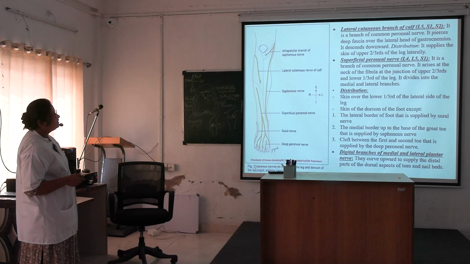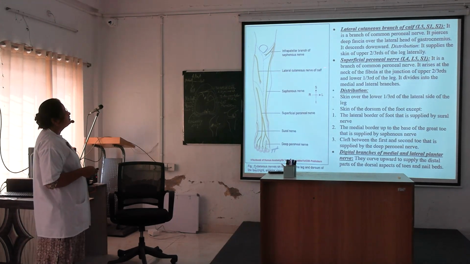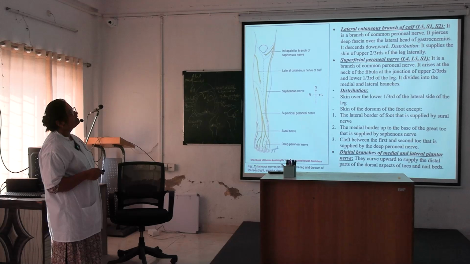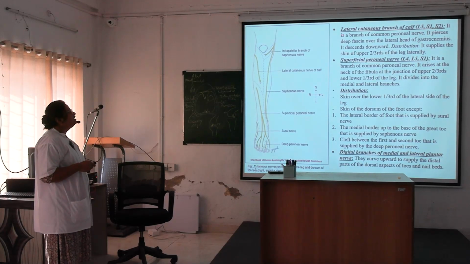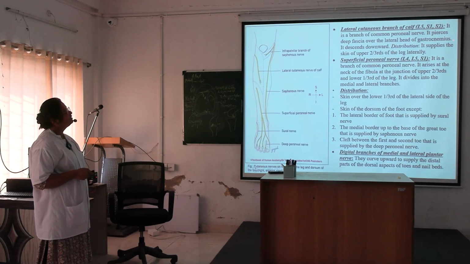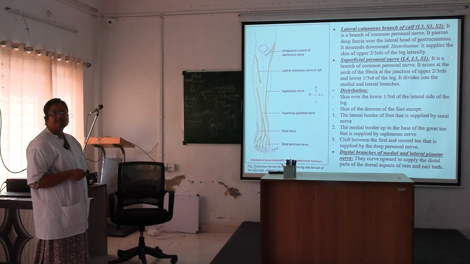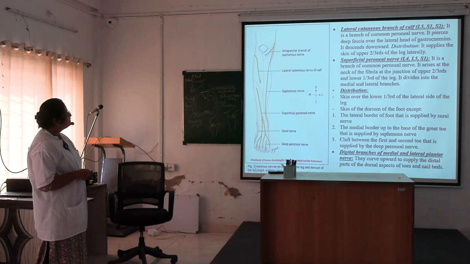Next we go to lateral cutaneous branch of calf. Here is the lateral cutaneous nerve of calf. Root value is L5, S1, S2. It is a branch of common peroneal nerve, pierces the deep fossa over the lateral head of gastrocnemius, descends downward. It supplies the skin of upper two-thirds of the leg laterally.